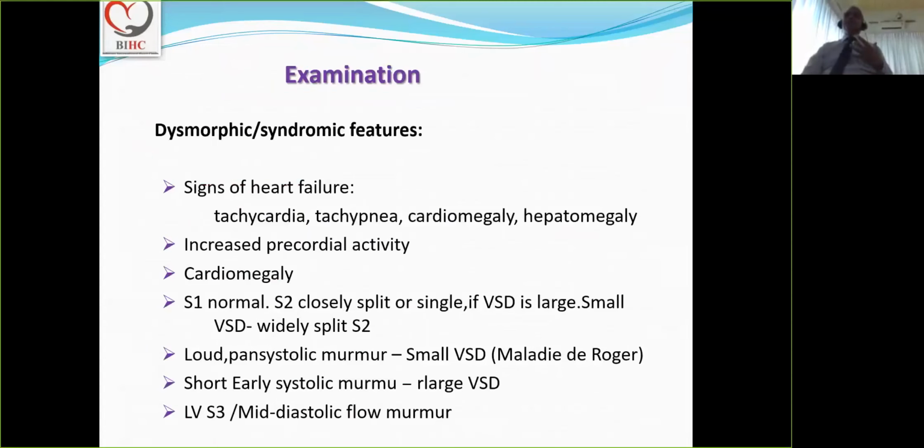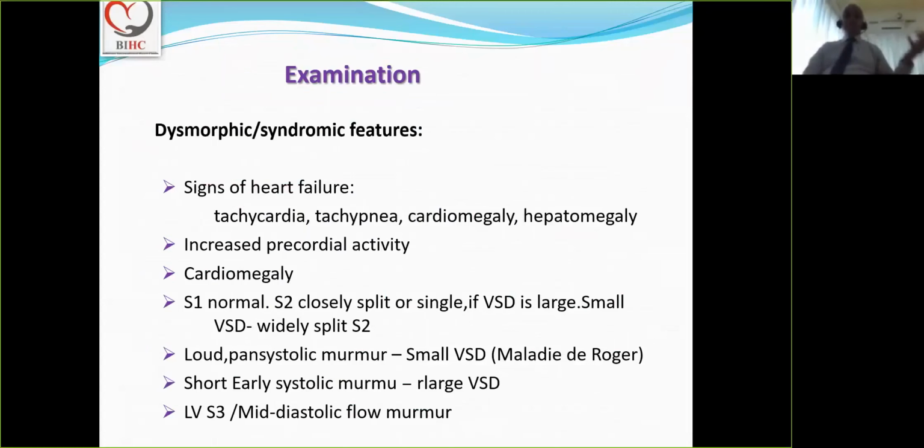So when you examine the child in your usual pediatric pattern, please do look for any dysmorphic or syndromic features. You know that VSD occurs as part of a number of syndromes, including Down syndrome, but many others can have a VSD going along with it. I will not go into it today. Signs of heart failure are evident on general examination like tachycardia, tachypnea, cardiomegaly, and hepatomegaly.